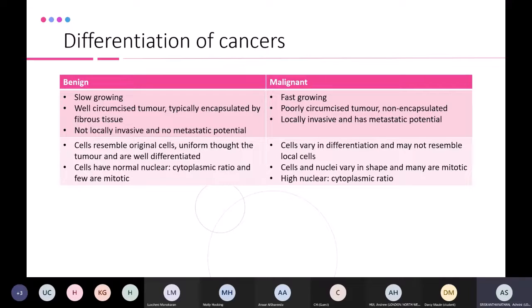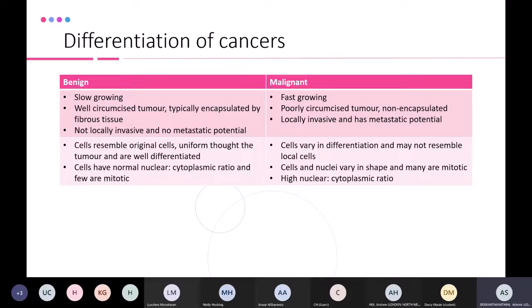So you've got your benign tumours, and then you've got your malignancies. If something's benign, it's going to be slow growing. They're going to be well circumscribed and encapsulated within fibrous tissue, and they won't be invasive, so they don't have metastatic potential. The cell types usually are well differentiated, and they tend to resemble their original cell type within whatever tissue they're in. And the nuclear cytoplasmic ratio tends to be normal, and they have very few mitotic cells.